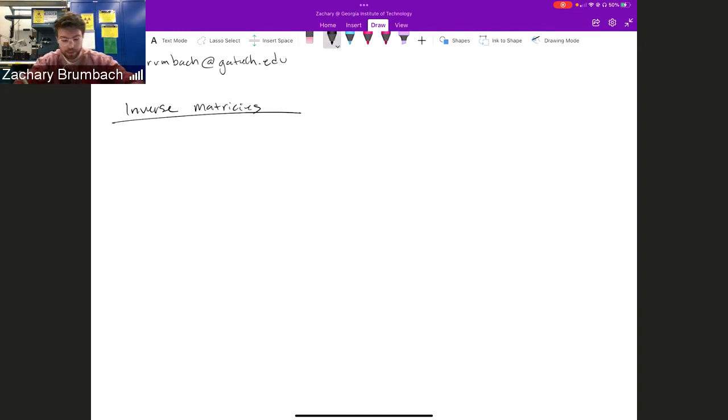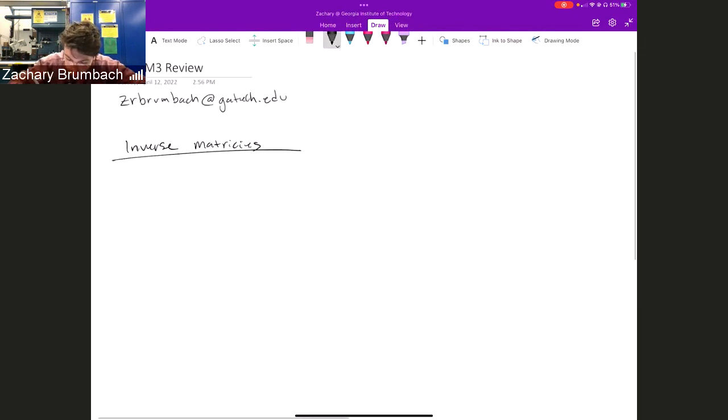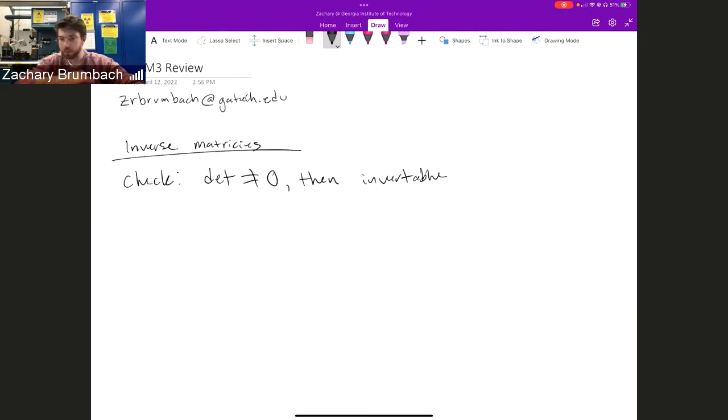Just to talk about some ideas of inverse matrices and how we know they're invertible. For inverse matrices, the following statements are all the same, okay? So how you check, the easiest way to check, if the determinant is not equal to 0, then invertible, okay? Simple as that.